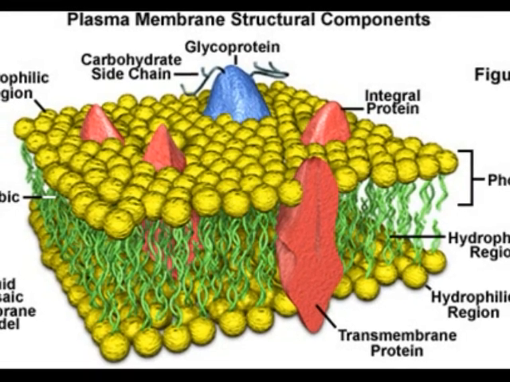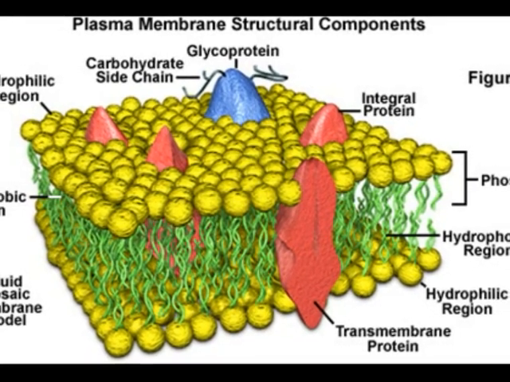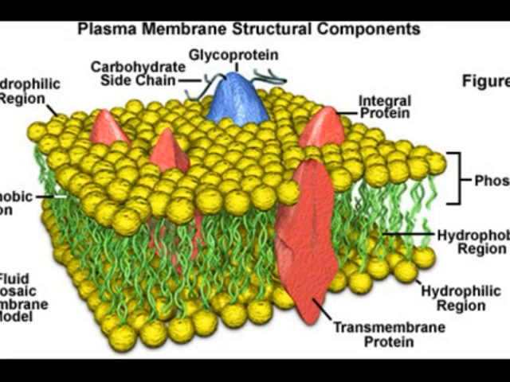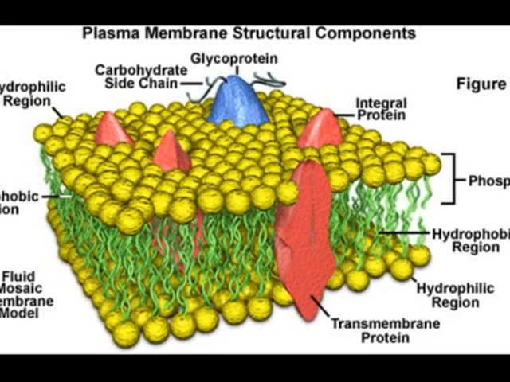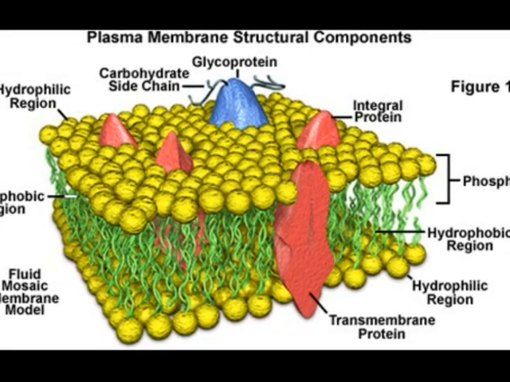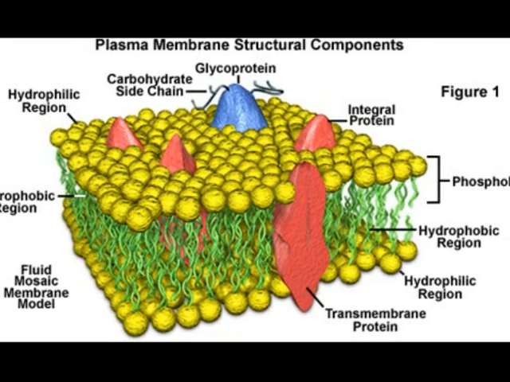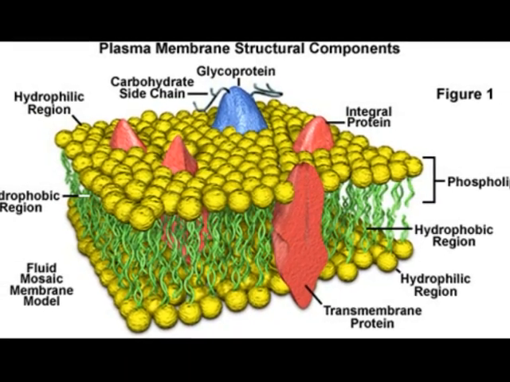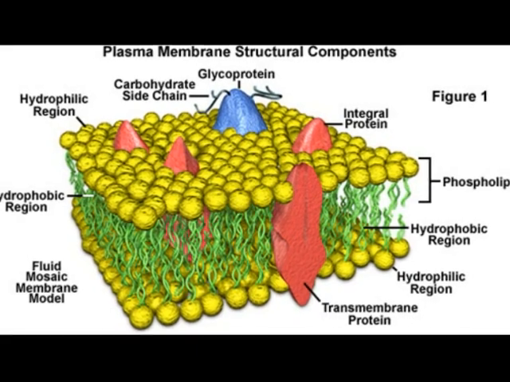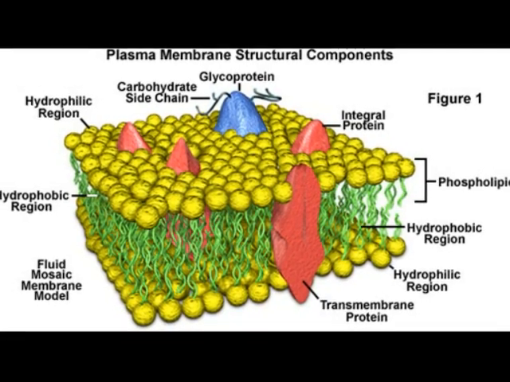In order to enter the cell, we must pass through the cell membrane. There are many ways to enter the cell membrane. The two main types are passive transport, which does not require energy, and active transport, which requires energy. Today we are going to enter the membrane through active transport.